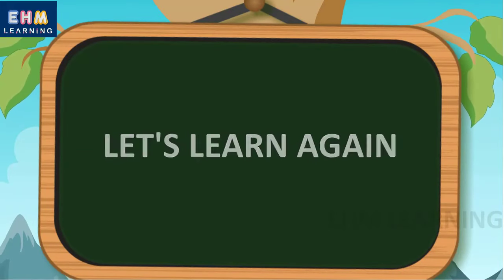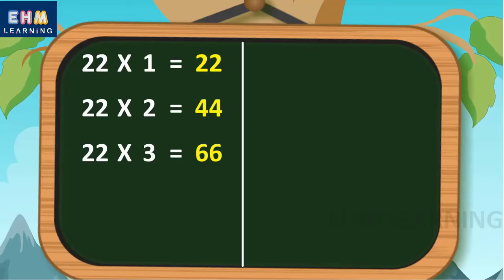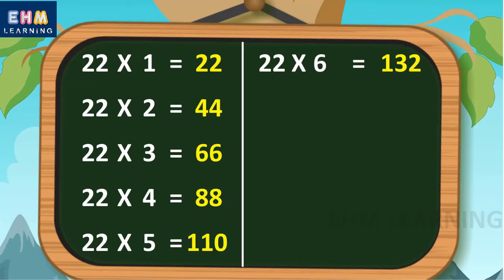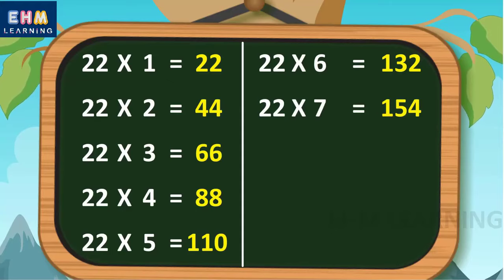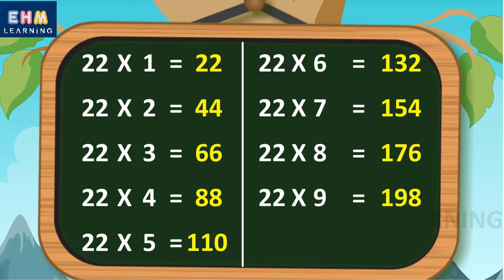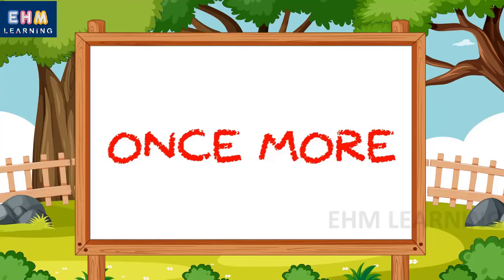Let's learn again. 22 ones are 22. 22 twos are 44. 22 threes are 66. 22 fours are 88. 22 fives are 110. 22 sixes are 132. 22 sevens are 154. 22 eights are 176. 22 nines are 198. 22 tens are 220. Once more.